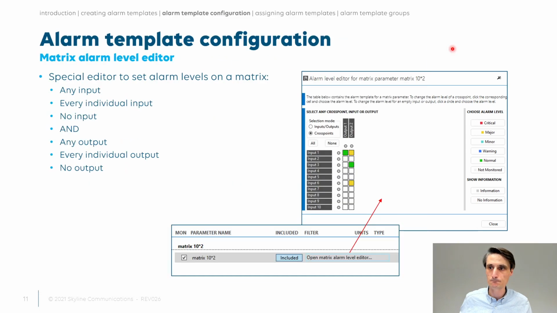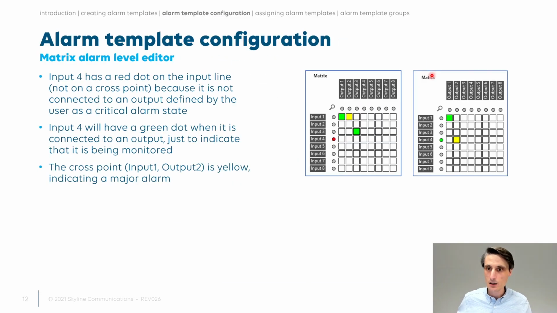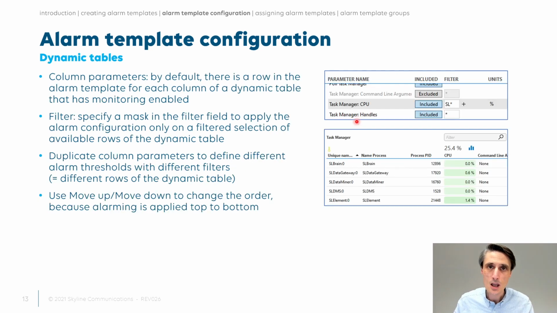To show you the results also here, that's in the viewing modes. So the cross points have monitoring, and in this case, the input 4 is not connected to any output, so it generates a critical alarm. In this case, the input is connected to an output, so it is okay, and it is in a normal state. And of course, the other ones are just color-coded with the background.